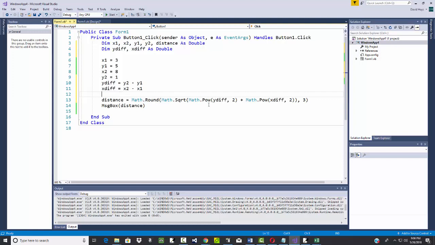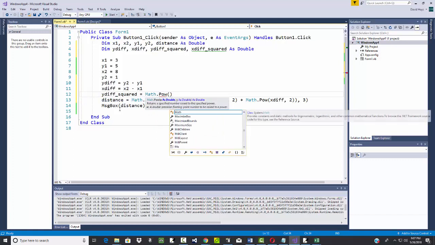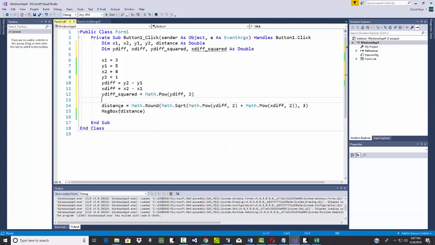Then I could square these. And this is overkill. You don't have to go through all of this. Y diff squared and x diff squared. Then down here, I can say y diff. Now notice as I start typing it, it pops up with the variable names. So I can choose the y diff here. If you double click it, it comes up there. And then I'll do Math.Pow, my y diff to the second power. Then x diff squared is going to be equal to Math.Pow x diff squared.